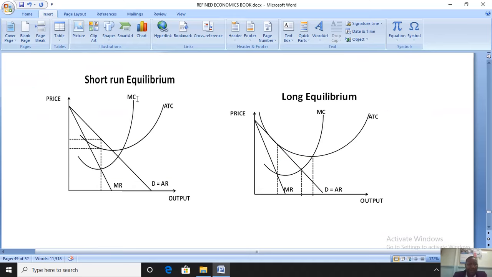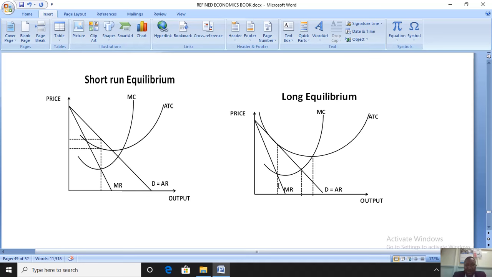Let's go to the short run graphs for monopolistic competition. In the short run, the monopolistic firm can make supernormal profits. Of course, the graph looks exactly like the monopoly graph. Monopolistic firms make supernormal profits in the short run, but the firms cannot sustain the supernormal profits in the long run because of lack of barriers to entry. So in the long run, the firm makes normal profits.